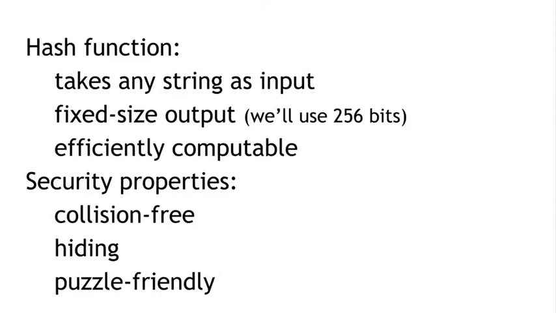First of all, a hash function can take any string as input, absolutely any string of any size. It produces a fixed size output. We'll use 256 bits in this series of lectures because that's what Bitcoin does. And it has to be efficiently computable, meaning given a string, in a reasonable length of time, you can figure out what the output is.